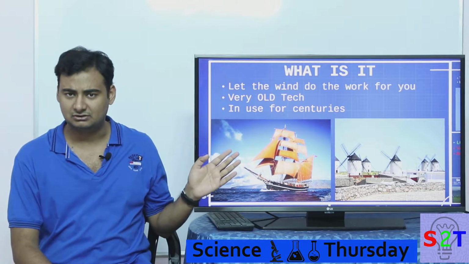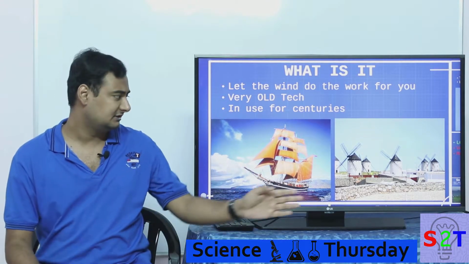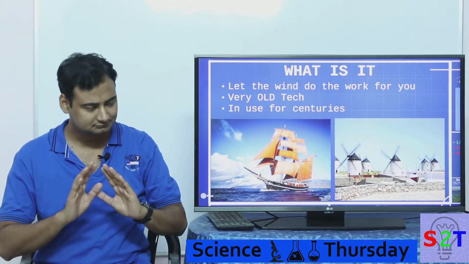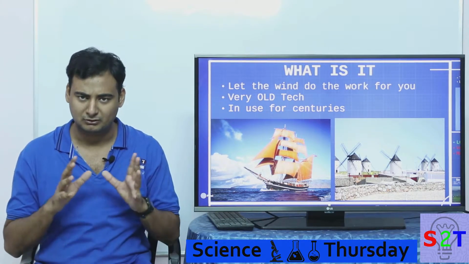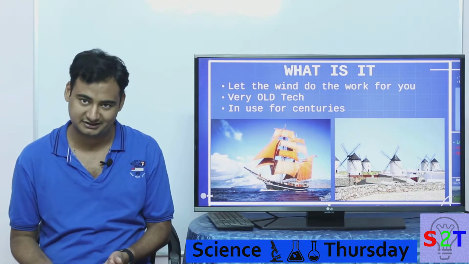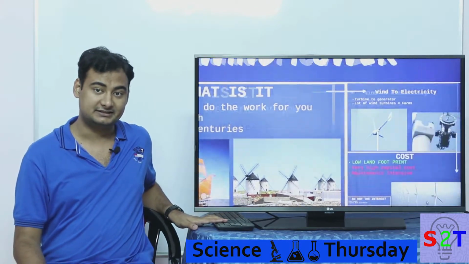So it is a very old tech, as you can see, sail ships and all that, and Denmark and all that. It's kind of old technology. We know what it is, we inherently understand what it is. So how do we get electricity out of it?